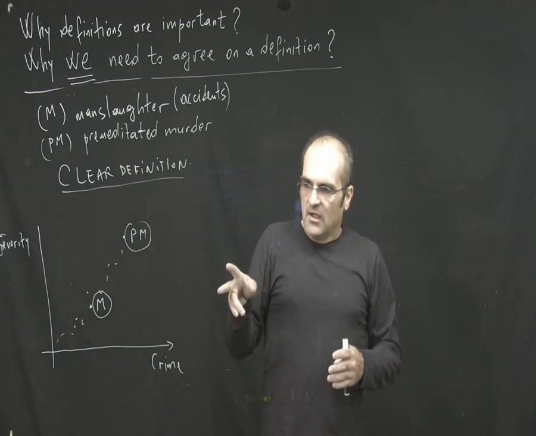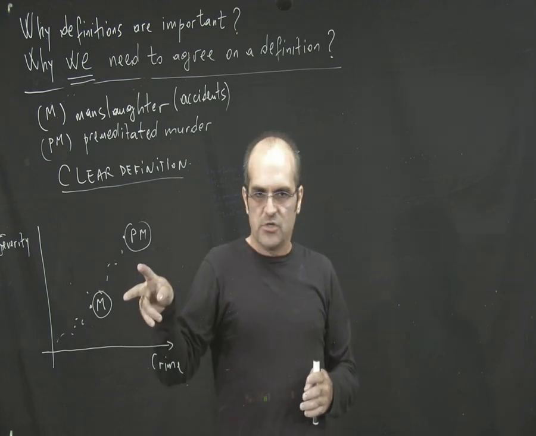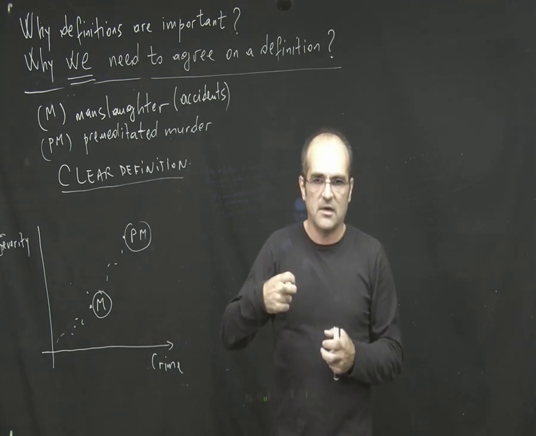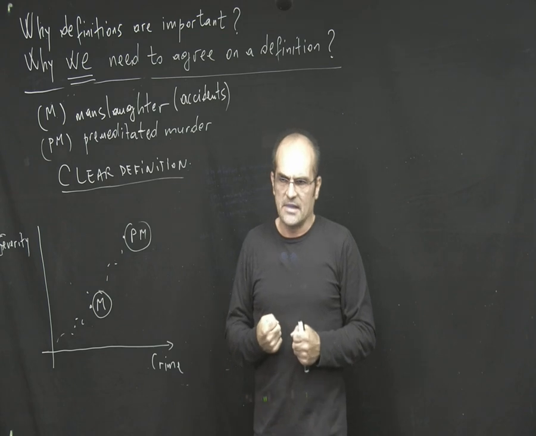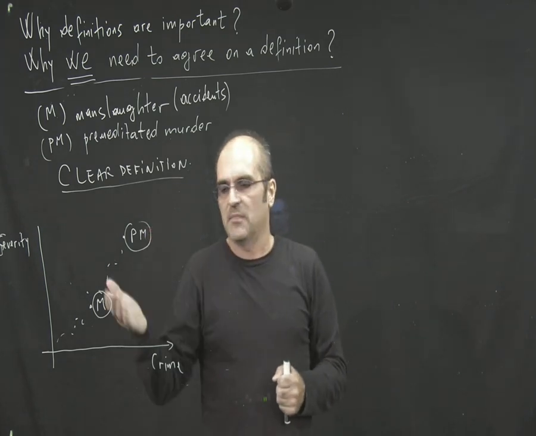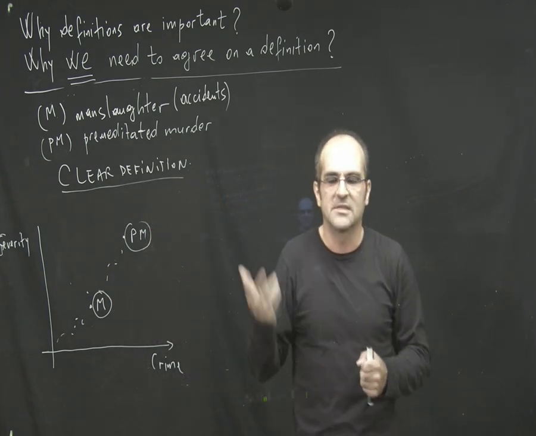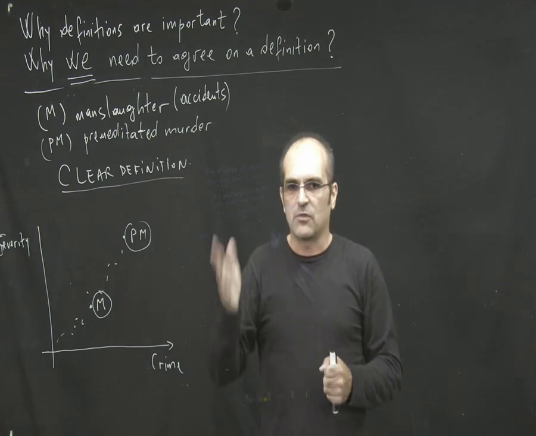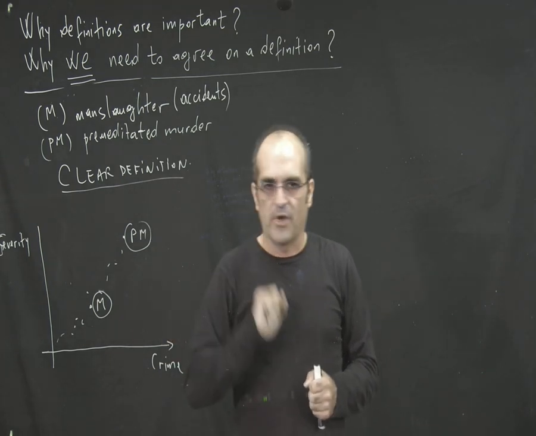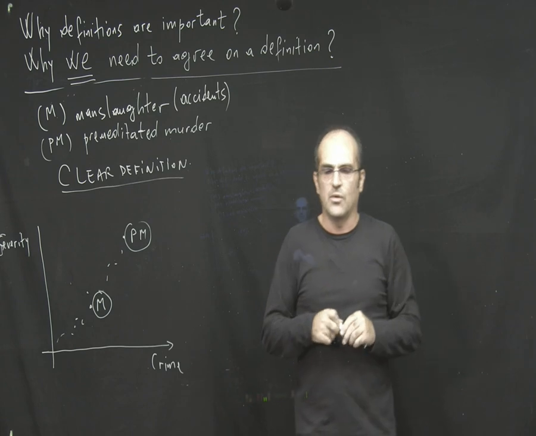So again, whether we like it or not, a clear definition agreed upon helps quite a lot in situations like this. And that's why we have, to the best of our abilities, clear definitions of various items in the penal code, because it's not always as clear as we want.